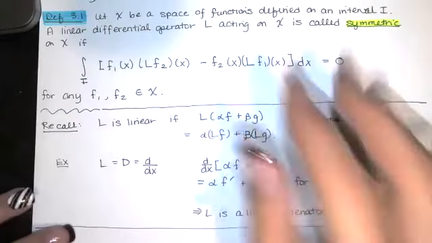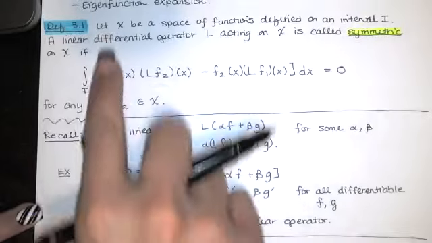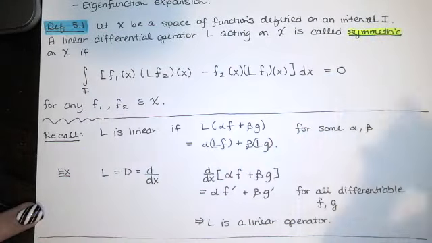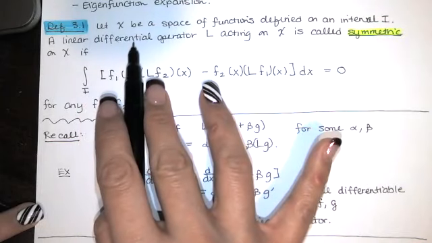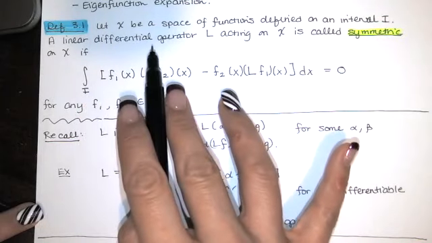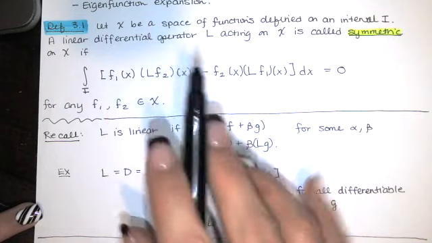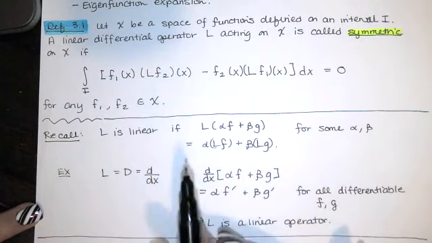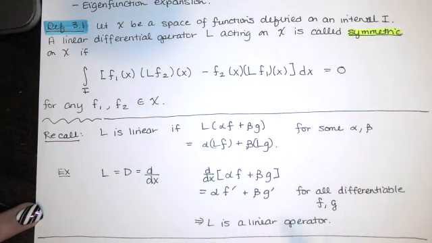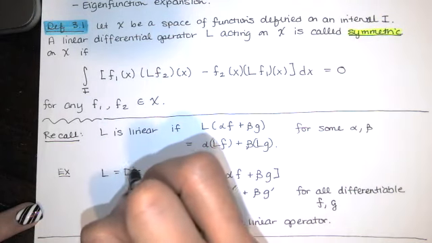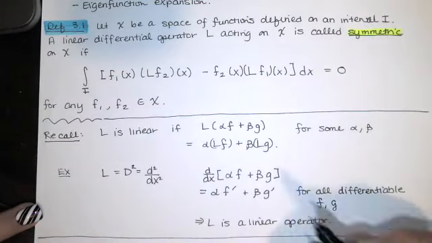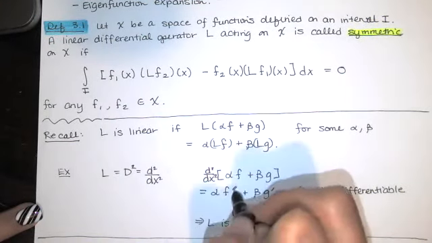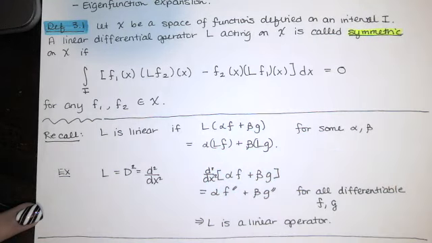Now, let's go back up here. So we said, let chi be a space of functions defined on an interval I, a linear differential operator. That means an operator that is comprised of constants times differential operators. So this is just the first derivative operator, but I could have just as easily used the second derivative operator here. We could call that D squared, or we could write it that way in Leibniz notation. That just means take the second derivative, take the derivative twice.